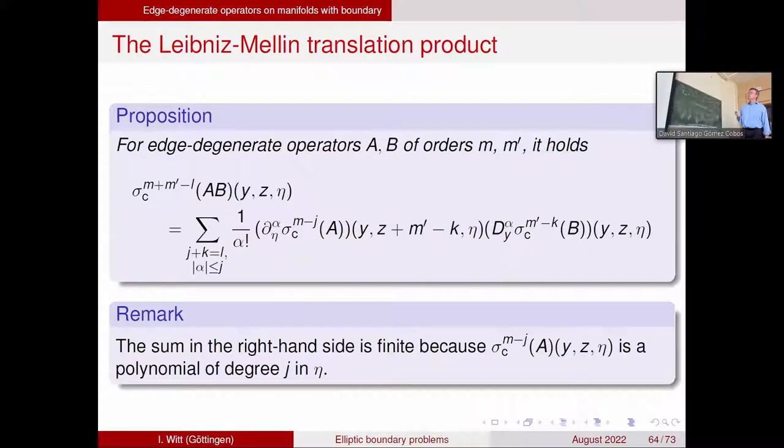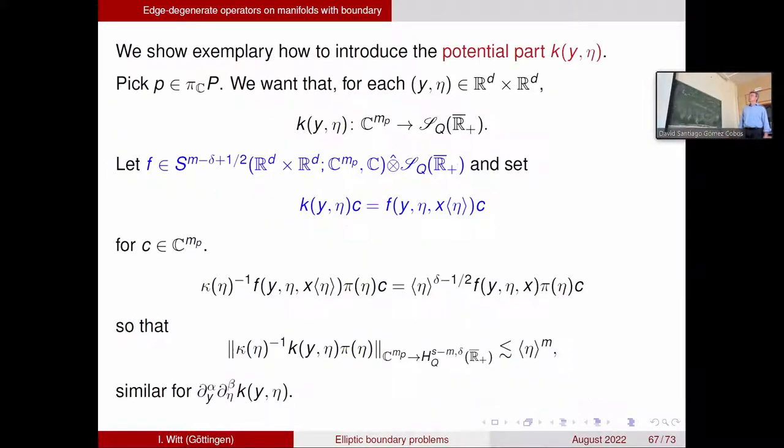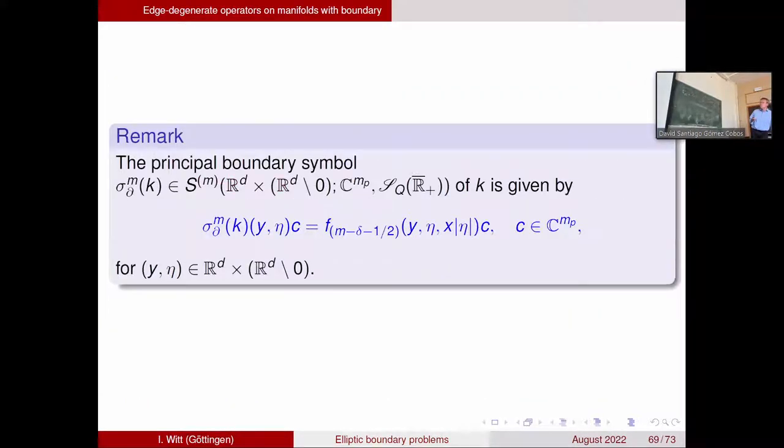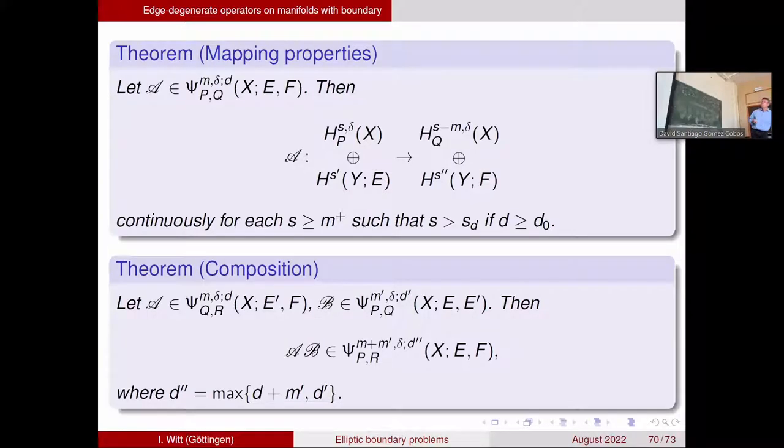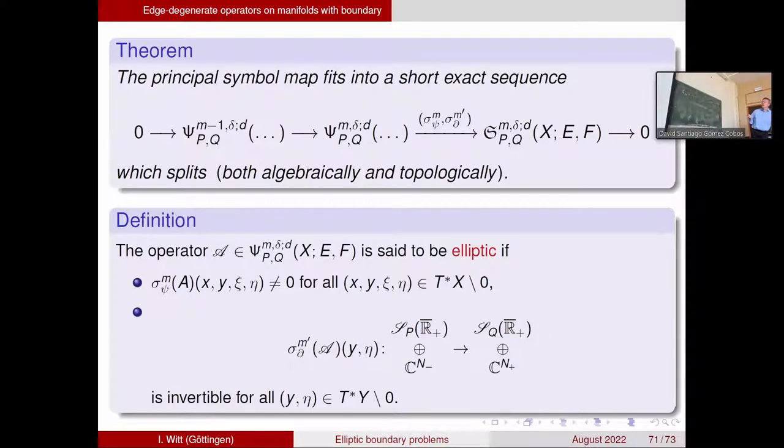And if you have that, then you get what I told you yesterday as the most important thing in parametrix construction and ellipticity. This is a short exact sequence. So basically this map is surjective if the principal symbols are one order better. Then you apply the standard arguments.